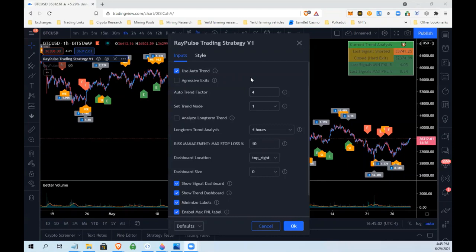So this is determined based on this trend factor setting. To simplify that, if I'm on the 1 hour chart with a trend factor of 4, it uses the 4 hour chart to determine my higher time frame trend. If I'm on a 2 hour chart with a trend factor of 4, it uses an 8 hour chart to determine my higher time frame trend. So it's the current chart times the trend factor equals the chart that it's using to determine the higher time frame trend. So a 6 hour chart with a trend factor of 2 would use a 12-hour chart as the higher time frame trend.